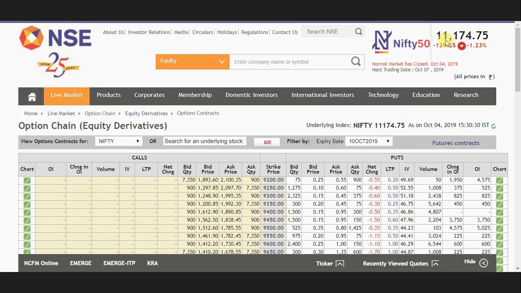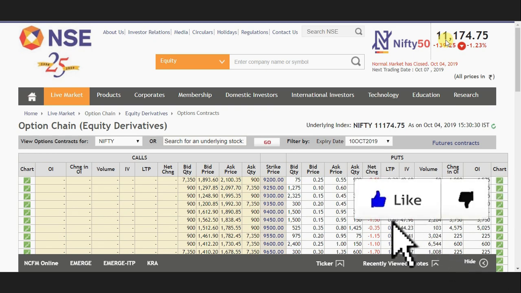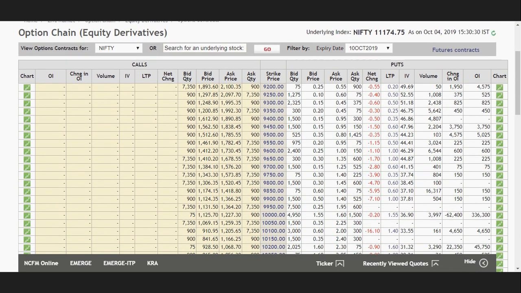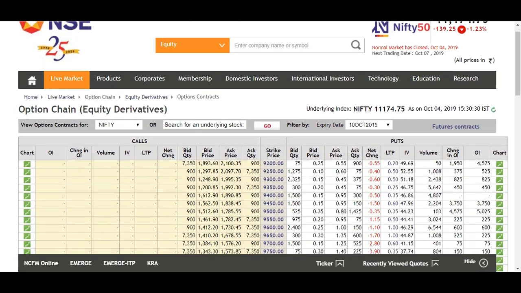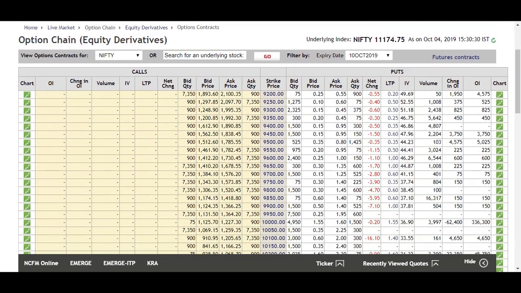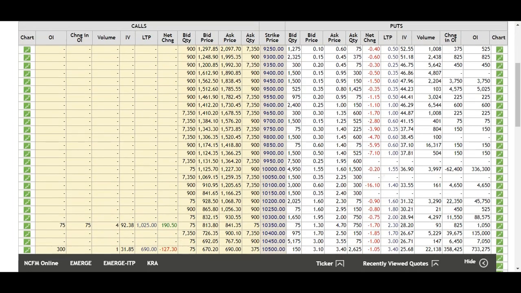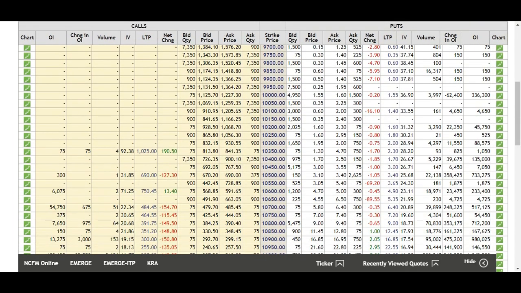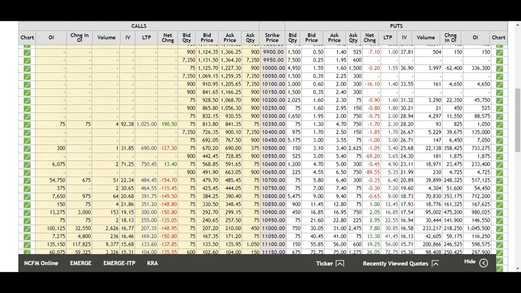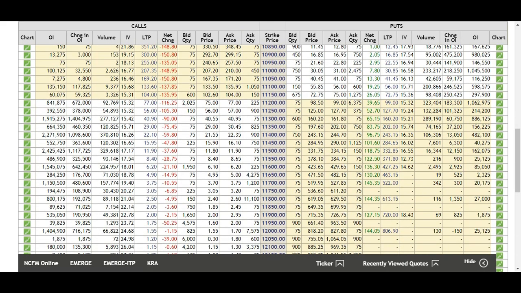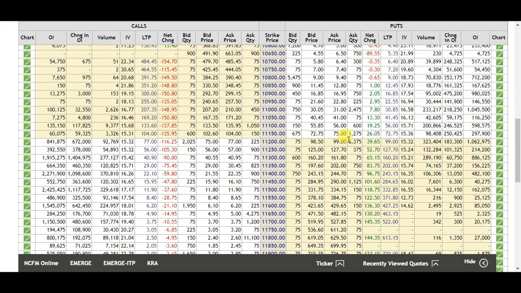As we can see, Nifty closed at 11,174. So we'll start our analysis at strike price 11,200. First of all, we'll study the puts to find out support, and then we'll study the calls to find out the resistance. So now let's go to the 11,200 strike price and see what we have over here.